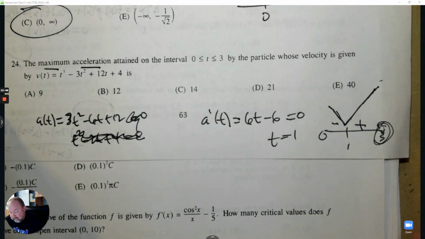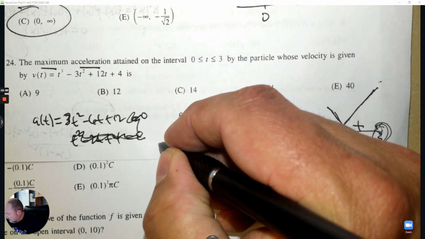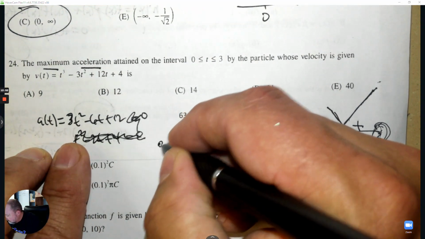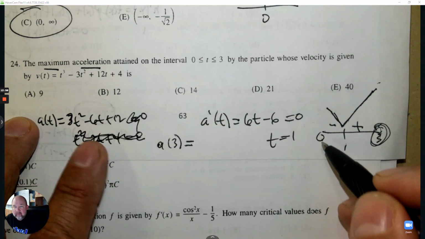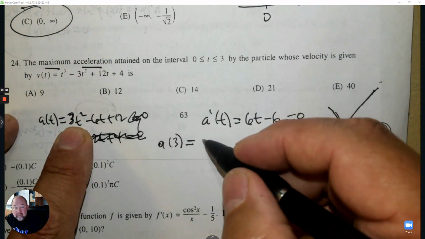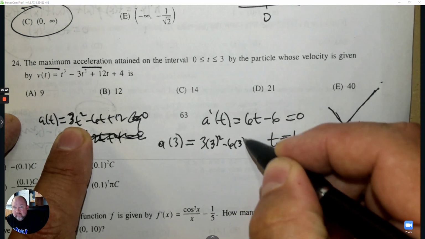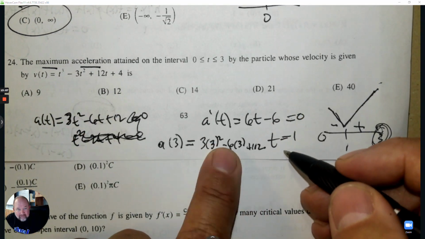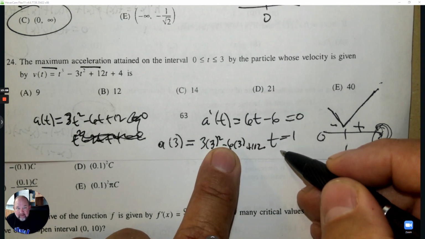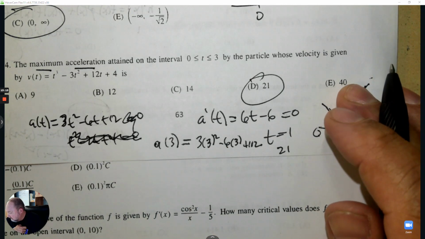Oh, and then you actually have to find it. So then you have to plug 3 in. Sure, I'm doing it right. So you could also plug in 0, but 0 gives you 12. If I plug in 3, that's 3 squared minus 6 times 3 plus 12. That's 27. Take away 18. 9 plus 12. I get 21. There's my answer. Sticking to it.